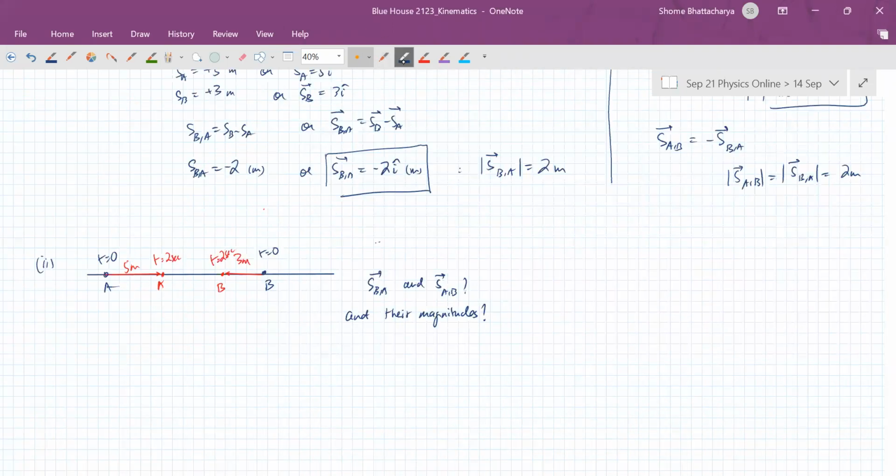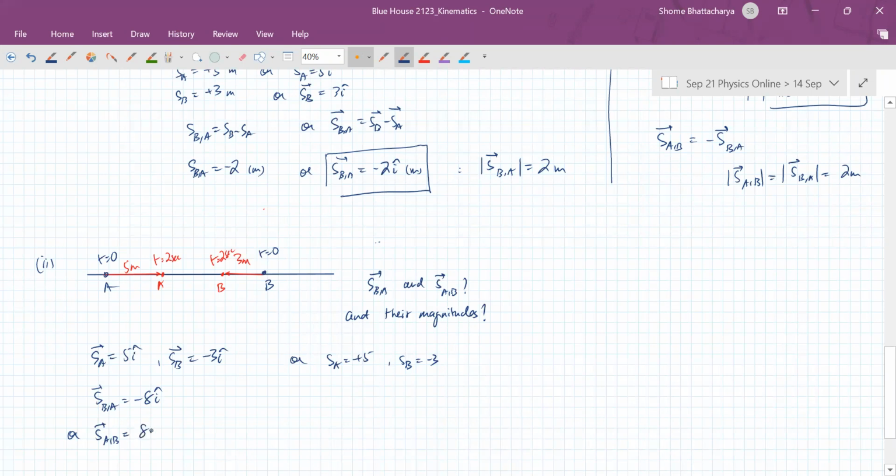Okay, so in this case, you will see that individual displacements of A and B are 5 i cap and minus 3 i cap, or if we write in scalar notation, they are plus 5 and minus 3. So displacement of B with respect to A is minus 8 i cap, or displacement of A with respect to B is 8 i cap. Okay. So the magnitude of each is equal to 8 meters.